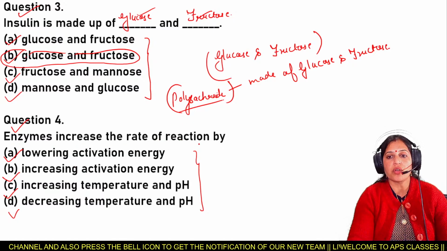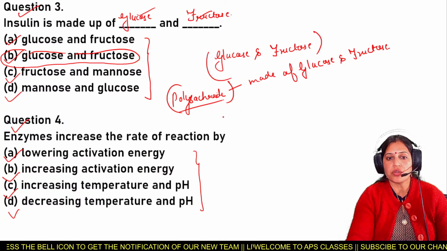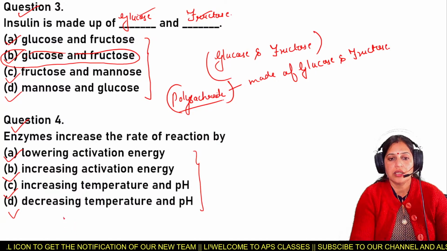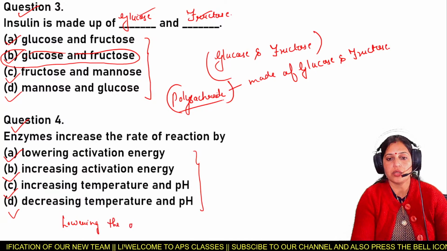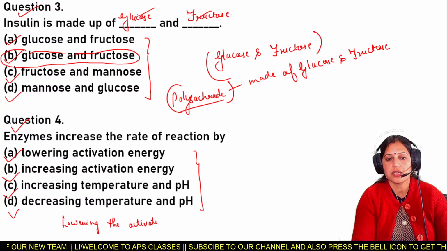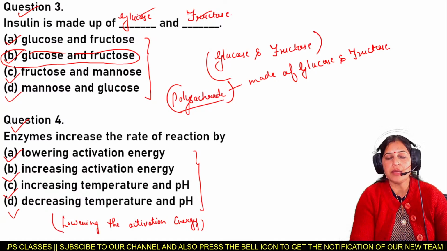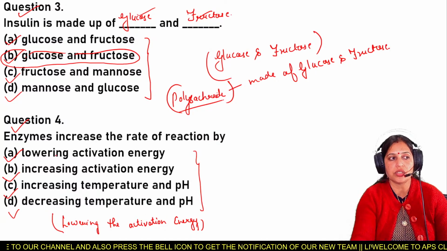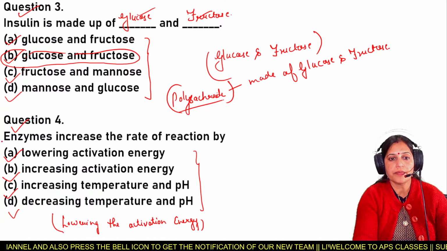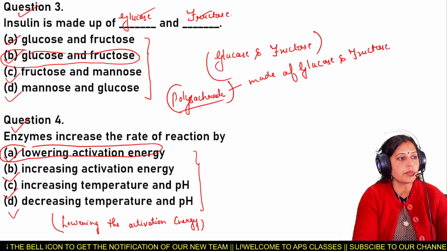Enzyme increases the rate of reaction by lowering the activation energy. This is the only factor by which the enzyme increases the rate of reaction, and that factor is lowering the activation energy. So, quickly tell me the answer.